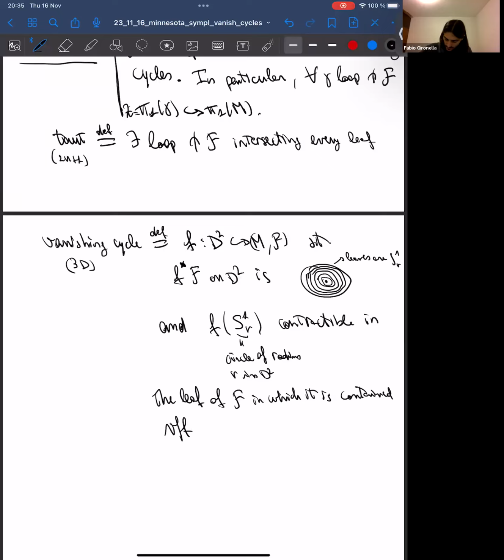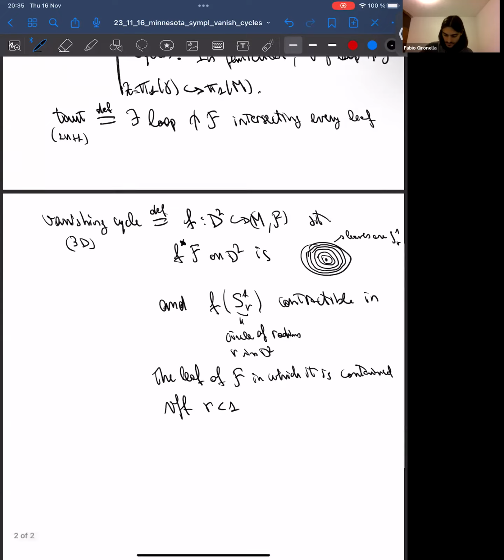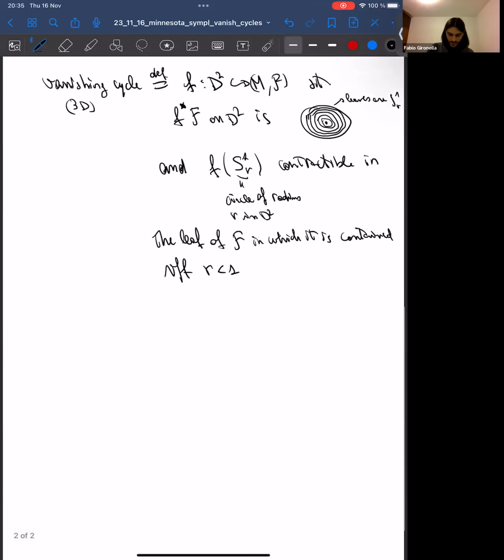If and only if R is smaller than 1. Okay. So R equal 1 is not contractible in the leaf where it is contained. So let me do the typical example of a vanishing cycle. It's given in the rib component.